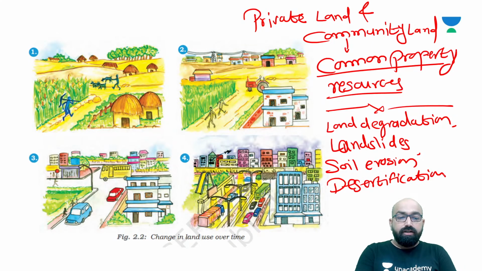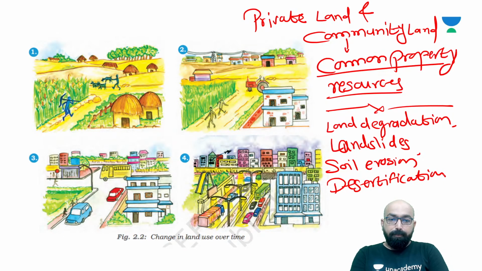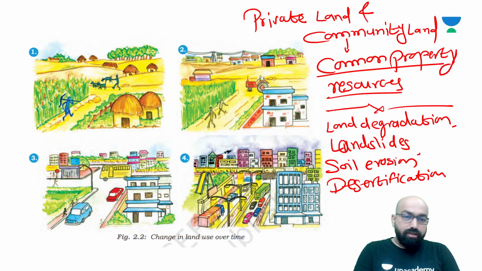Now, friends, you can see the picture of change in land use. The first picture is showing a scenario from long back, where the farming and human settlements are diversified, or we can say dispersed.